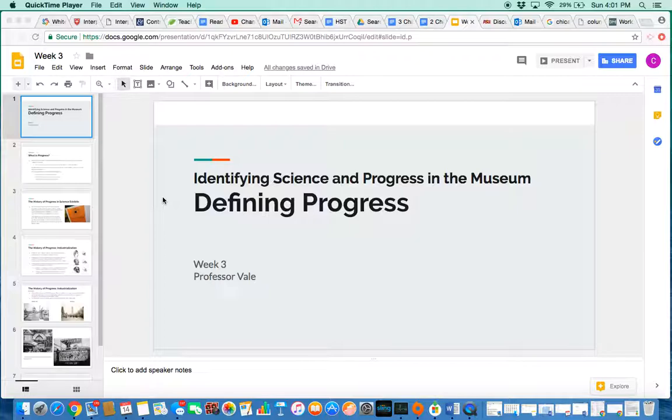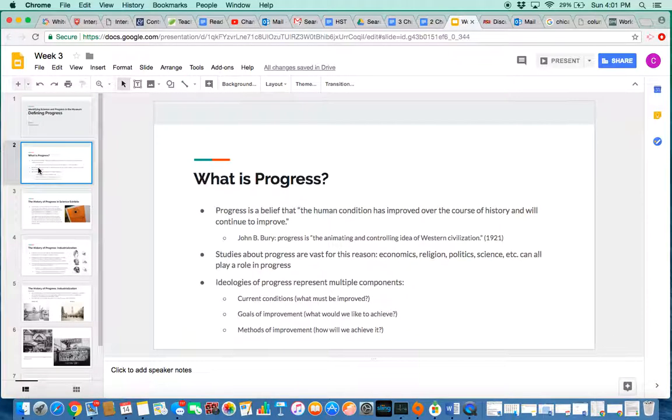So for this week 3, we are looking at defining progress, which is the second part of our unit. And so we're going to go ahead and jump right into that. Excuse me for my voice this week. I'm a little sick. So we want to start by looking at what we mean when we talk about the term progress in a broader sense, and then we'll get into specifically about science and technology in the museum.